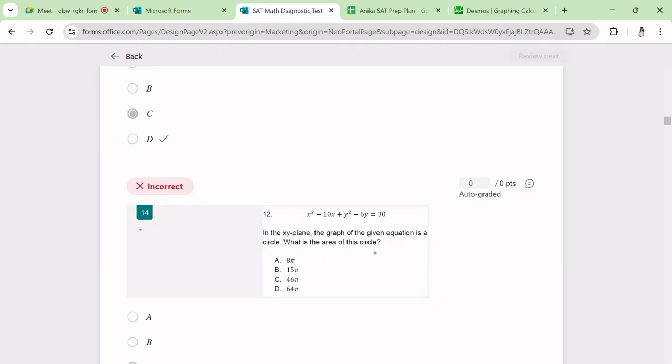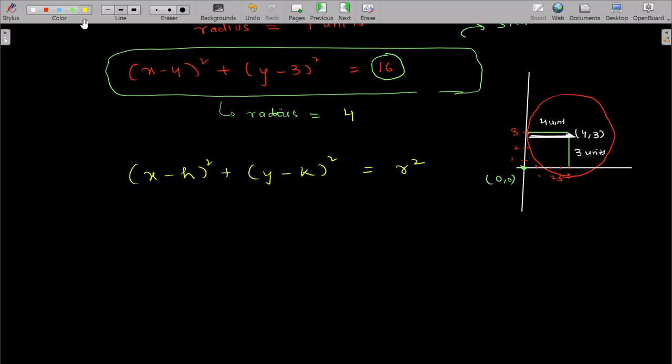So you have x square minus 10x plus y square minus 6y is equal to 30. That's the question. So what I have to do on?